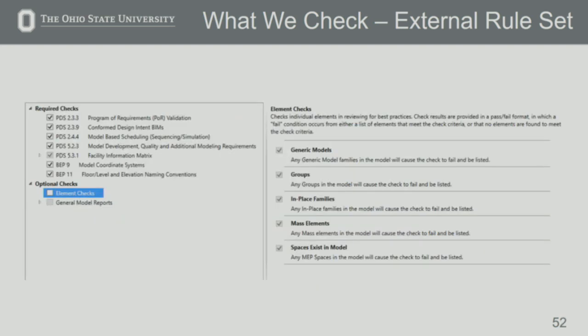Now there's some optional checks. And these checks are kind of default out of the box available. We don't require them to be run, but they are best practices in many cases. Checking for things like, are there any generic models? Shouldn't have generic models or groups. But we're not requiring these things to be done because these aren't part of our standard. They're just simply best practices that they can run if they'd like to.